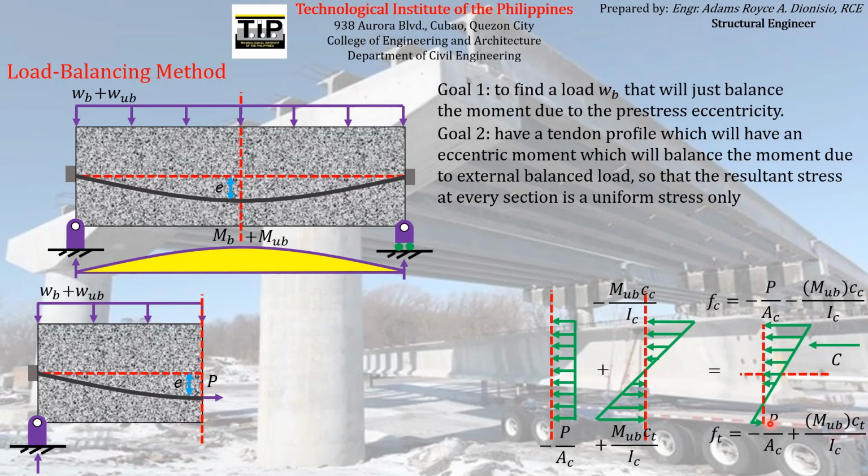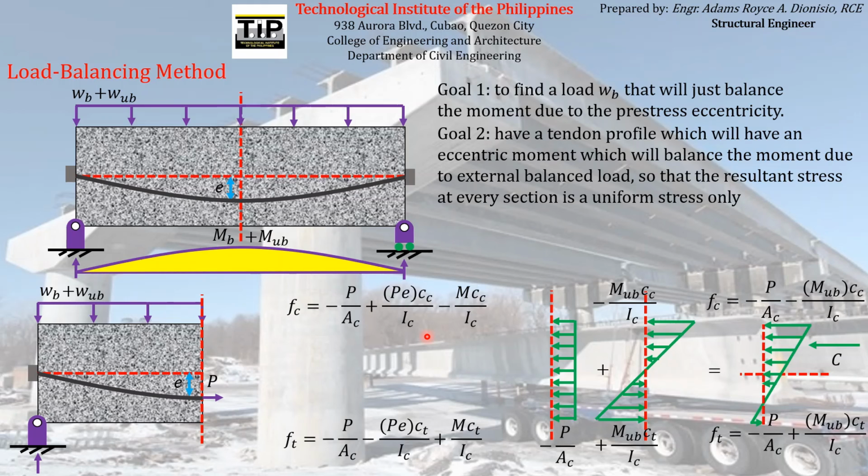So if you investigate the formulas that we have derived for the load balancing method, and compare them to the formulas we have derived from the basic concept method, you can actually see that these formulas are just equal. So how come they are equal?